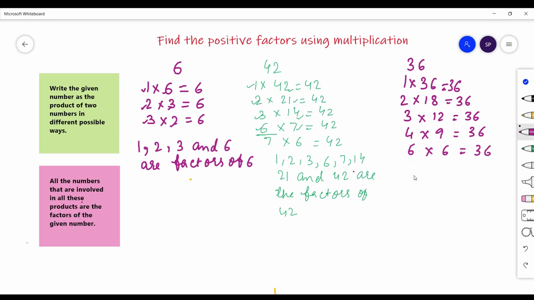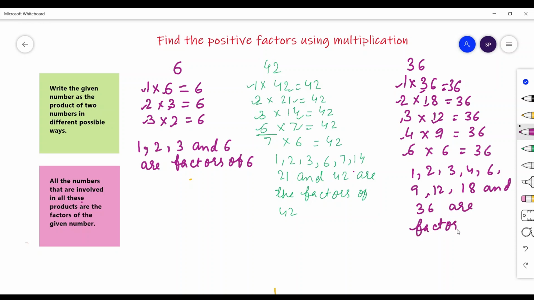Then if we carry on, the numbers will be repeated. 7, 8, no, 9, 9 and 4 repeated. So we have to stop here. So the numbers involved in the multiplication are 1, 2, 3, 4, 6, 9, 12, 18 and 36. 18 and 36 are factors of 36.